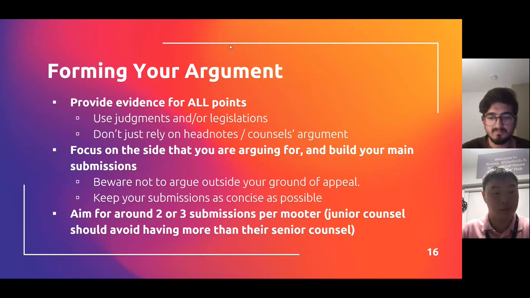Keep your submission as concise as possible, making sure that you're not adding extra fluff when it's not necessary. Aim for around 2 or 3 submissions per mooter. Do not go over that. I have personally seen someone with 6 or 8 rounds of submission. That is simply excessive, and you will not get to that many submissions in one moot.